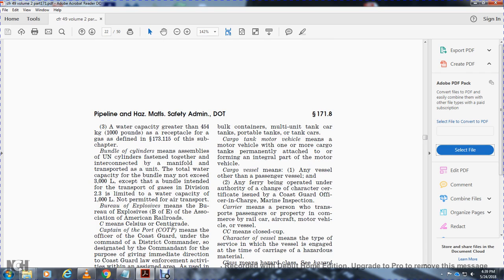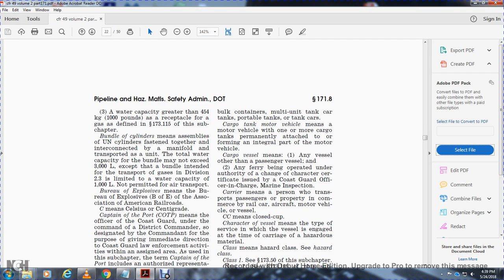Bulk containers, multiple tank car tanks, portable tanks, tank cars. Cargo tank motor vehicle means a motor vehicle with one or more cargo tanks permanently attached to or forming an integral part of the motor vehicle. Cargo vessel means any vessel other than a passenger vessel, being operated with the authorized charge of the characteristics certified with the issued code card of the officer in charge of marine inspection. Carrier means the person who transports passengers or property in commerce by rail car, aircraft, or motor vehicle.